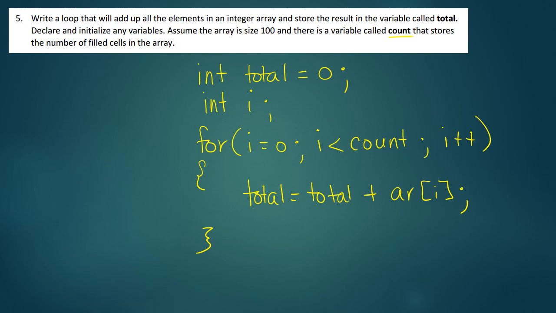So I have my total. It starts at 0. I go to my first element, which is array at index 0, add that together, and store that result in total. Then I go add 1, make sure I'm not at the end, and continue to add all the elements in the array.